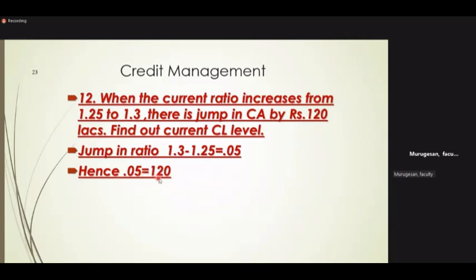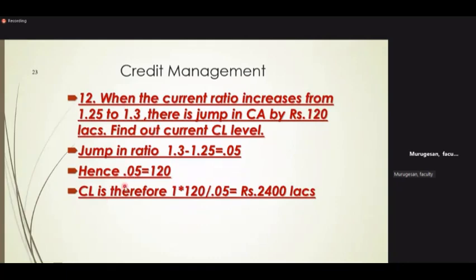0.5x is equal to 120. So 0.05 of this is 120, then in that case, 1 is equal to how much? 1 means the full; 0.05 is only a part of 1. So 1 is equal to 120 divided by 0.05, which is 2400 lakhs. That is the current liabilities level.